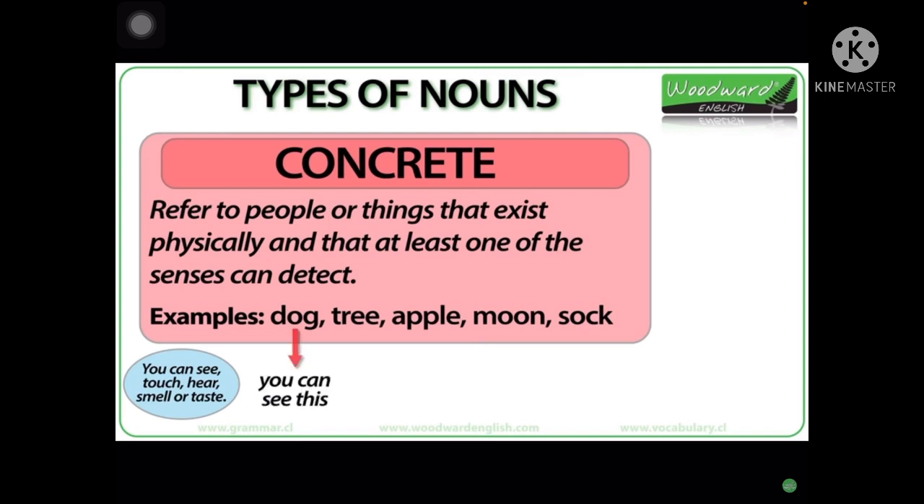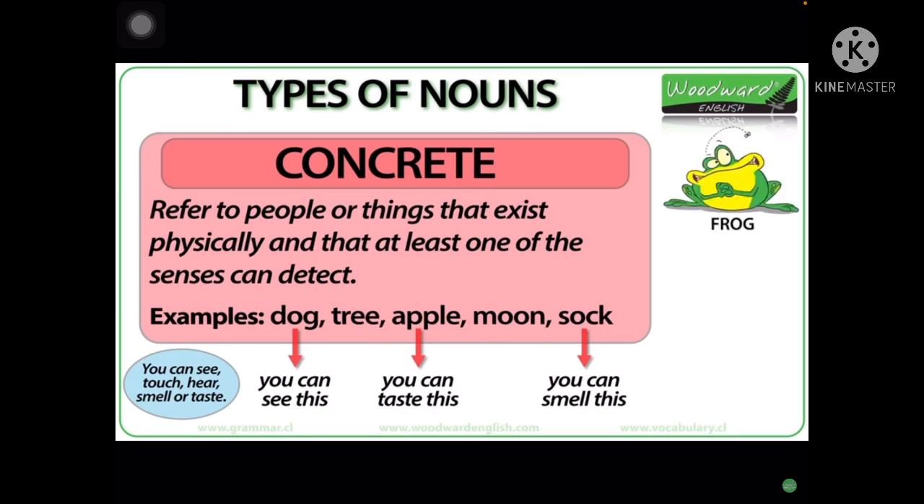Dog is a concrete noun as you can see a dog or hear or touch a dog. Apple is a concrete noun because you can touch and taste an apple. Sock is a concrete noun because you can smell a sock or touch a sock.